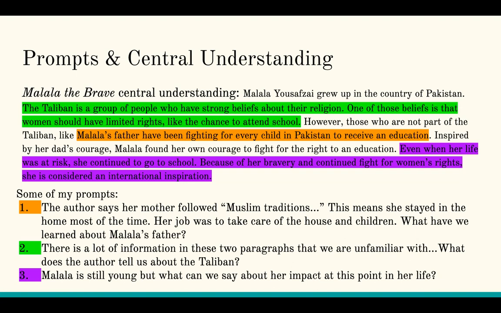Okay, so I just wanted to review this part so that when you are creating your prompts for the second discussion, you have a focus on the prompts, why you're asking, what is the purpose of asking it, and that it's going to build on the central understanding, because at the end of this, that's what we want the students to gain from the discussion.